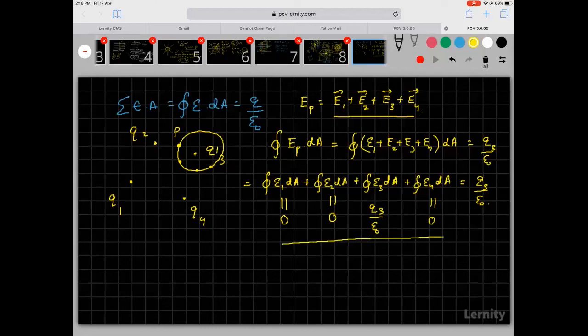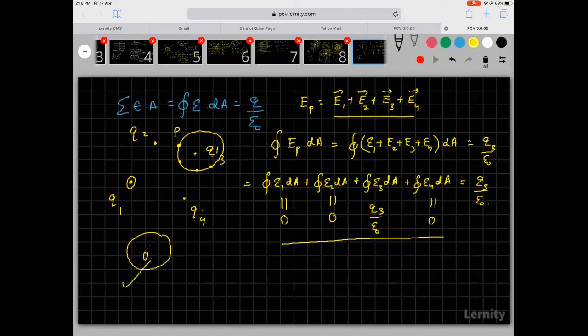If I draw an imaginary sphere here and I ask you what is the flux because of Q1? 0. What is the flux because of Q4? 0. Flux because of Q3? 0. Because all these charges lie outside. Only if the charge lies inside that geometry will it give rise to a flux, otherwise it will not. Am I clear? Do you understand this?